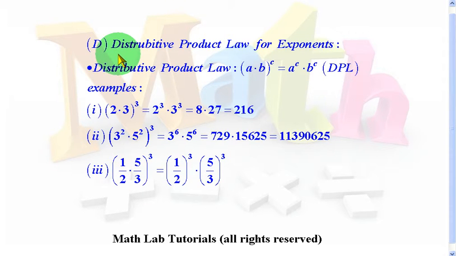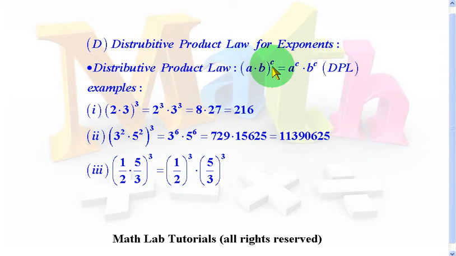Part D over here is called the Distributive Product Law. So we have another exponent law to deal with. The Distributive Product Law, which I abbreviate as DPL, goes like this. If you have a set of brackets and inside the brackets you see 2 different bases and you see a single exponent on the outside, that exponent actually distributes to each base.